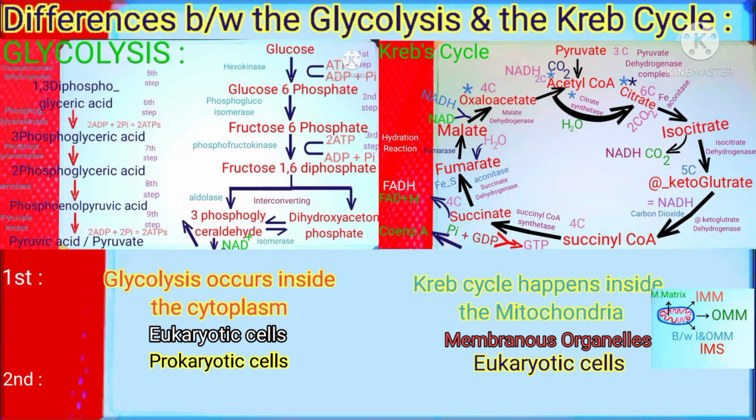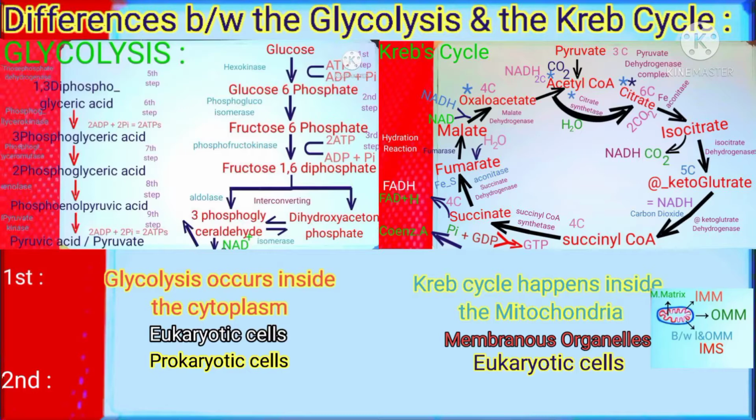Second difference between glycolysis and the Krebs cycle is that glycolysis occurs in a straight, linear form, as you can prove from its diagram that glycolysis consists of a straight pathway, a linear pathway. Students, now you guess by seeing the Krebs cycle diagram what the pathway of the Krebs cycle is. Let's guess. Yes, you are right. The Krebs cycle has a cyclic pathway. It is the second difference.